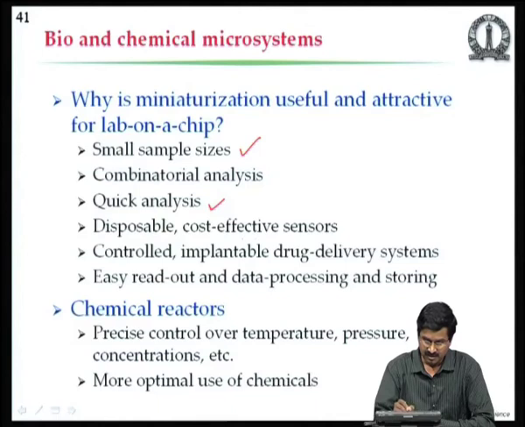And cost effective and disposable, that is another advantage of making things small. As we discussed, there is an economical advantage, because they are small, not much material is there, you might as well throw it away rather than keep it.